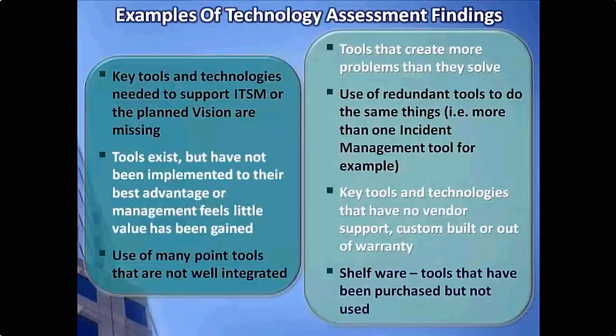Here are some examples of findings that may come up during your tool assessment efforts. For example, key tools and technologies needed to support IT service management or the plan vision are just not there. They're missing. Perhaps you don't have a change management tool even though you're doing change management. Another area might be the tools are in place, they exist, but they've not been implemented to their best advantages, or management just feels that little value has been gained. In other words, we bought, for example, a configuration management database tool. We don't feel we're getting any value out of that.